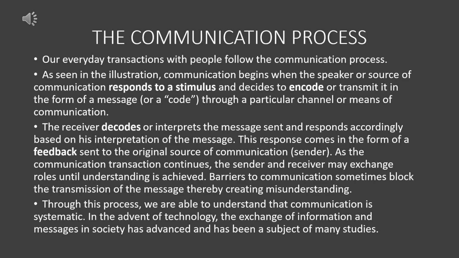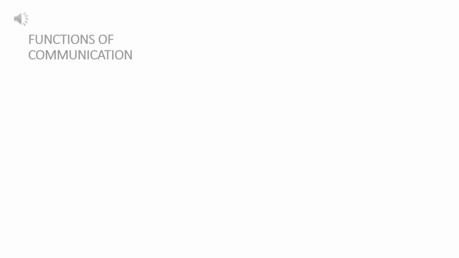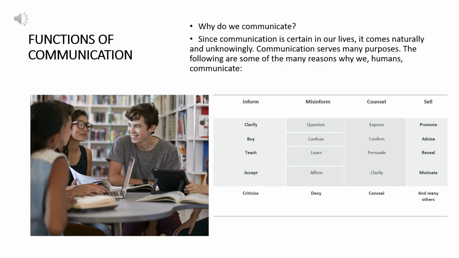Eight, context, the environment where communication takes place. And number nine, barrier, the factors that affect the flow of communication. So you must know the elements of communication so that you will have a better understanding of the communication process. Getting to know that the speaker, message, encoding, channel, decoding, receiver, feedback, context, and barrier are all elements of communication, and they help in the communication process.